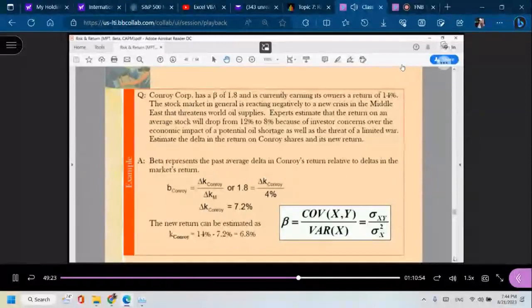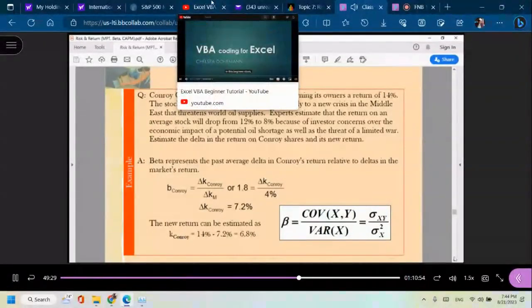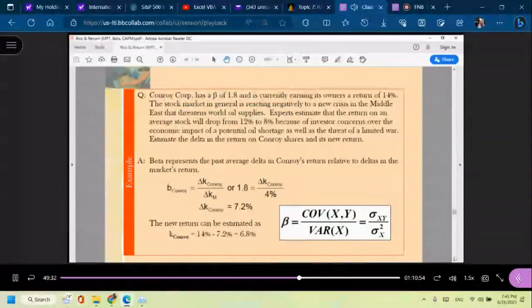If Apple's beta is one, what does that mean? Market goes up by 10%, Apple goes up by 10% as well. But the downside is, market goes down by 10%, Apple is going to go down exactly by 10%. If the portfolio beta is exactly one, then that means the volatility of your portfolio will be just the volatility of the market, no greater or no less. In other words, no worse, no better.